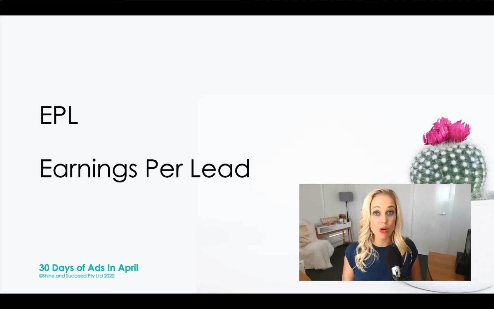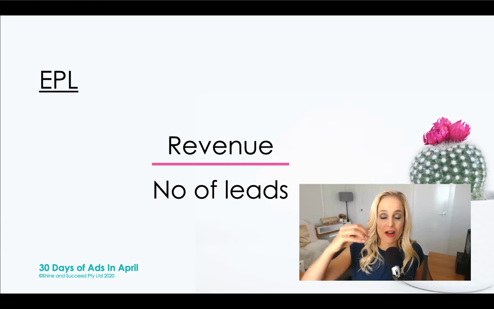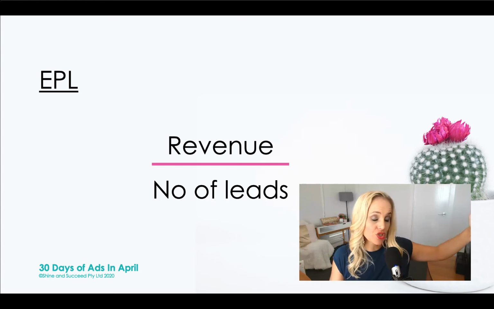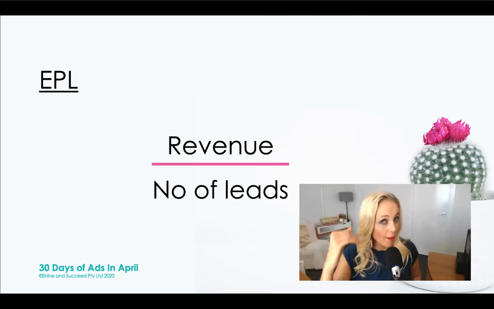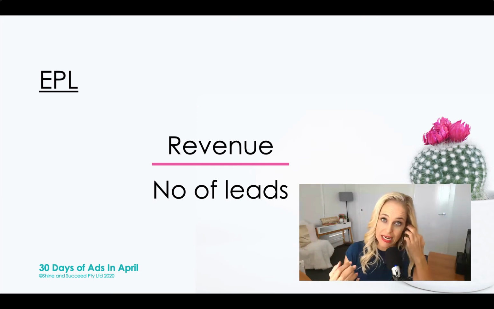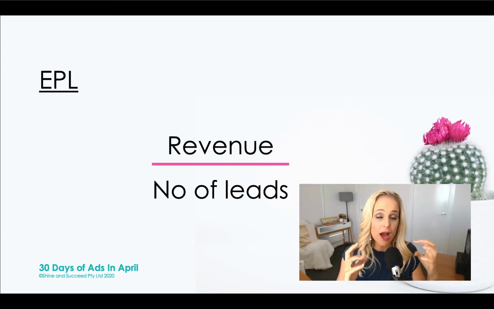The next number we want to look at is your earnings per lead. Your earnings per lead is really a formula that you use to work out your revenue over your number of leads. So where ROAS used money as the indicator of whether or not we made money, earnings per lead used the number of leads to work out if we made any money. What earnings per lead really looks at is, if I had to spend $10,000 in ads to get 2,000 leads into my funnel, how much money did I make per person who went through my funnel?